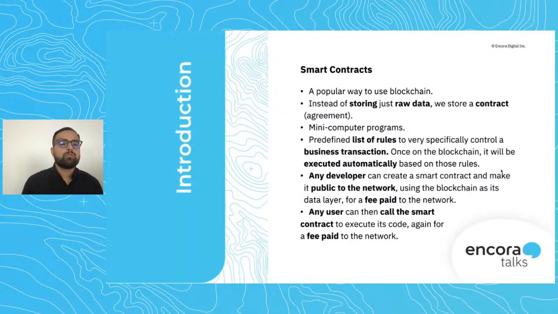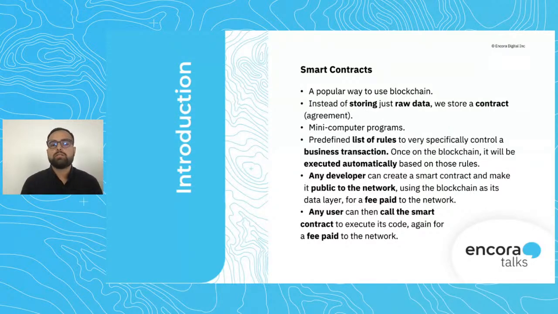Okay, so one aspect of blockchain that is gaining a lot of popularity are the smart contracts. Here, instead of just storing raw data on a blockchain like transaction details, we could store a contract, an actual agreement. This doesn't mean just a PDF document of a contract. Instead, they are mini computer programs with a predefined list of rules to control a business transaction. So what makes them smart is that once on the blockchain, it will be executed automatically based on those rules.